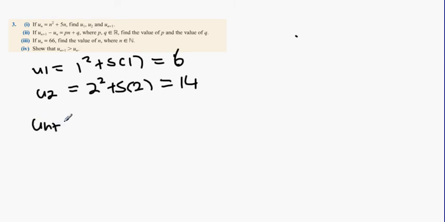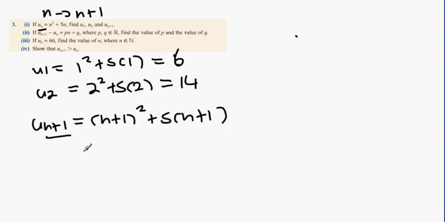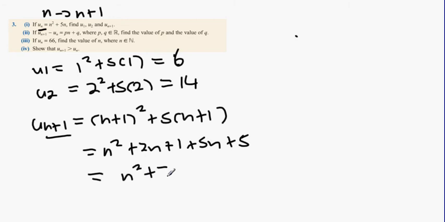And then finally U of n plus 1. Well, to find U of n plus 1, replace n with n plus 1, because n is here but n plus 1 is here. So we're going to have n plus 1 squared plus 5 times n plus 1. We're going to square all that out. N squared plus 2n plus 1 plus 5n plus 5. And then we're going to get n squared plus 7n plus 6. Okay, so there we go. Now we have our next question.